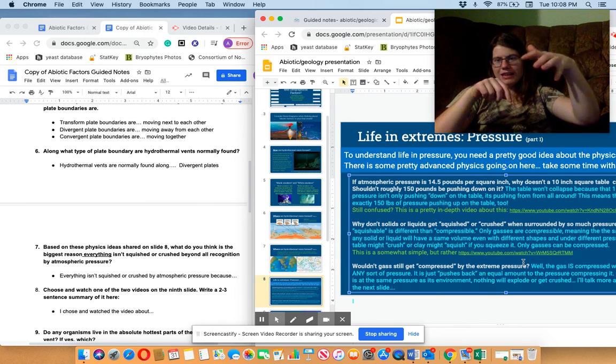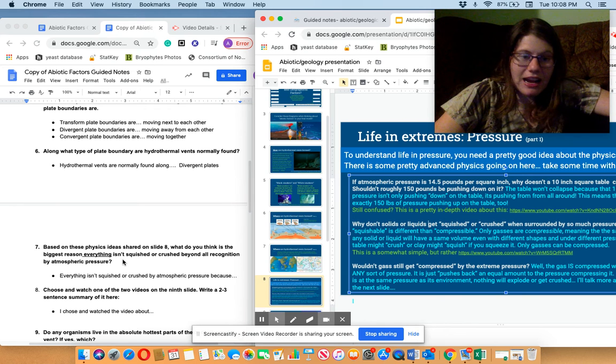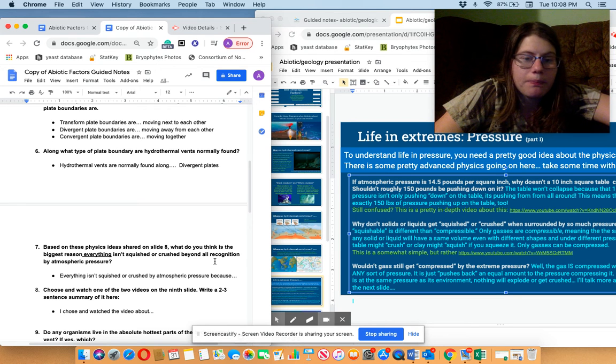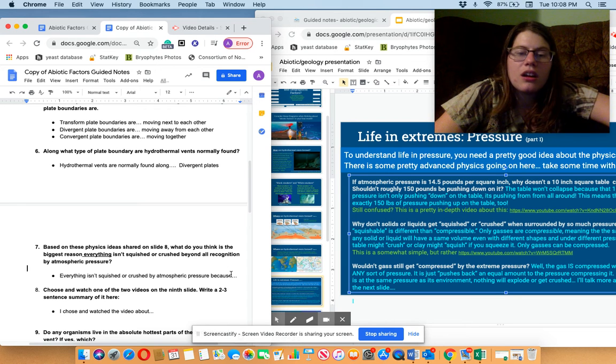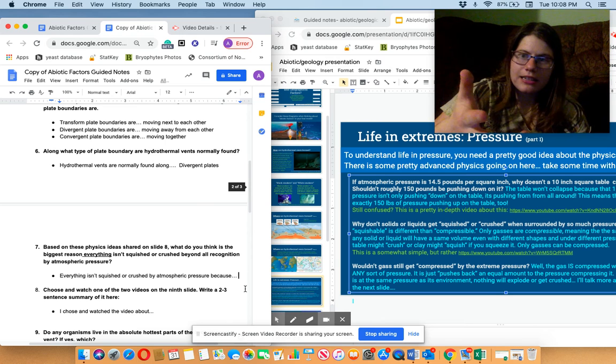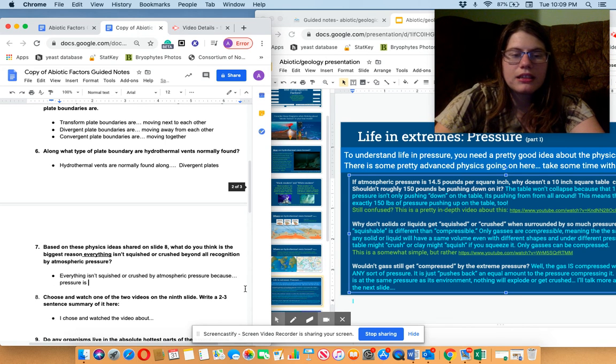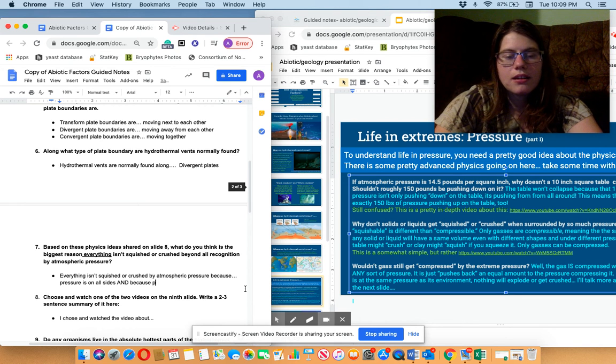We'll talk more about this on the next slide, but something to put down for answering question 7. Based on these physics ideas shared on slide 8, what do you think is the biggest reason everything isn't squished or crushed beyond all recognition by atmospheric pressure? I'm going to write down that last idea: because pressure is on all sides, and because objects push back.